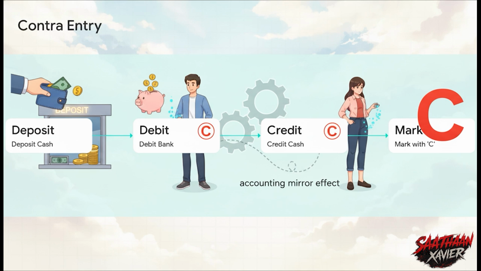When you deposit cash into the bank, what happens? Cash goes out of your physical business, so you credit the cash column. But the bank is the receiver, right? So you debit the bank column. The transaction crosses itself out entirely within the cash book. To flag this, we put a big, bold C in the LF column on both sides.